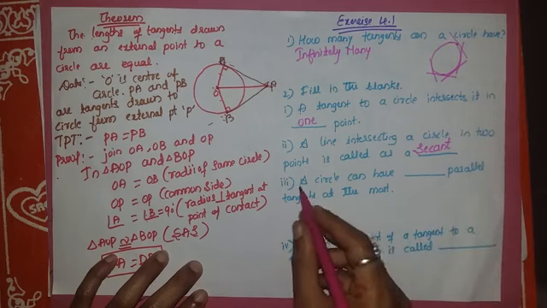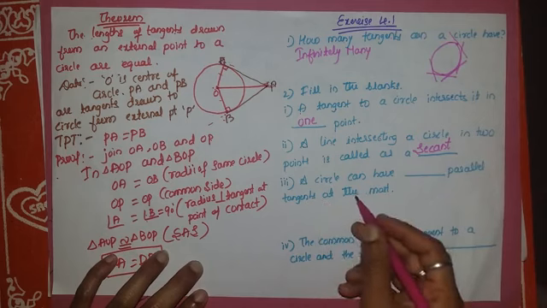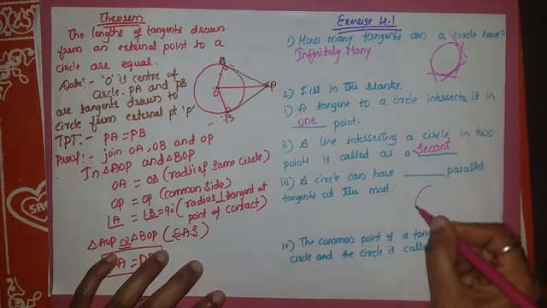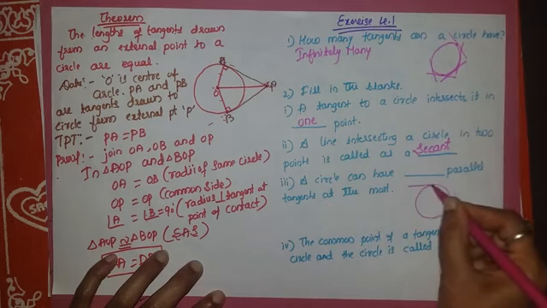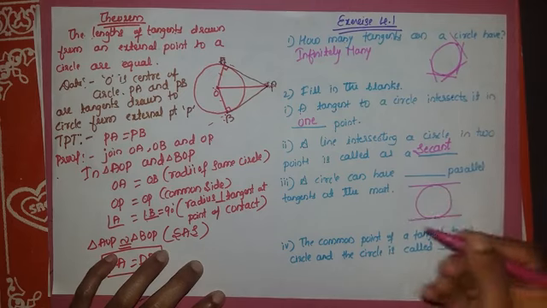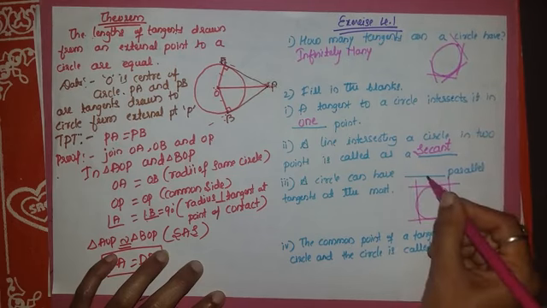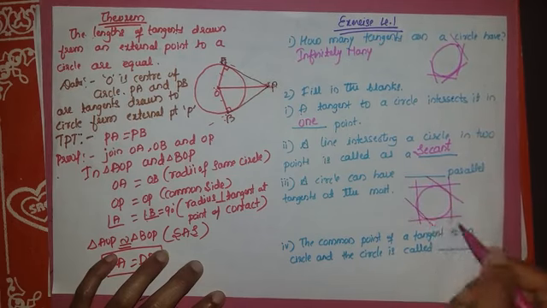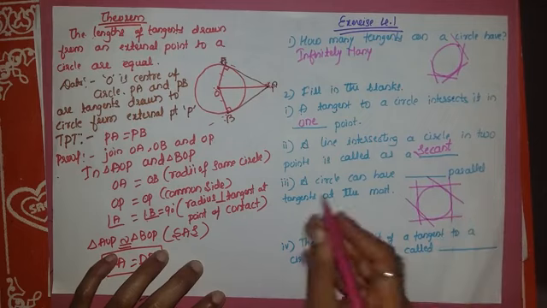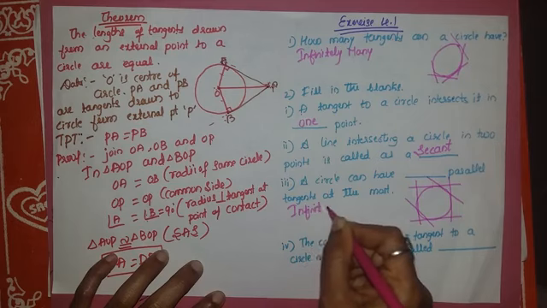Third one: a circle can have dash parallel tangents at the most. If you consider a circle here, this is a tangent and this is a tangent, and these are parallel. So how many parallel tangents can it have? If you draw here also, there are many. So here also, infinitely many.